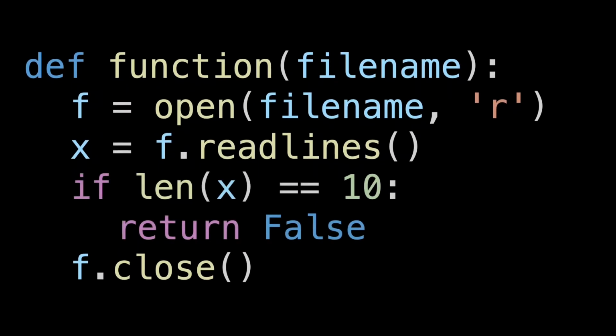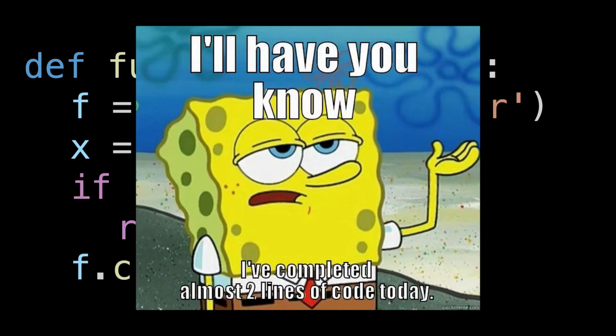I add an if check if the number of lines in the file is exactly 10 and return false if so. Note here that if this is the case, then the close method is not called and so the file is not freed back to the operating system. One thing we can do is to put an f.close everywhere our code can exit the function, but that would get impractical very quickly if we have a lot of code.